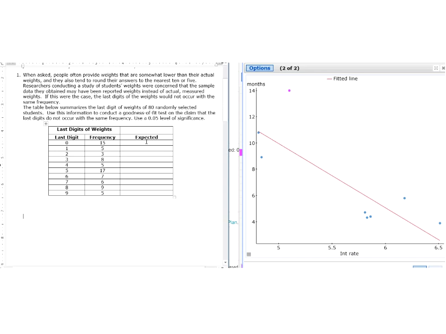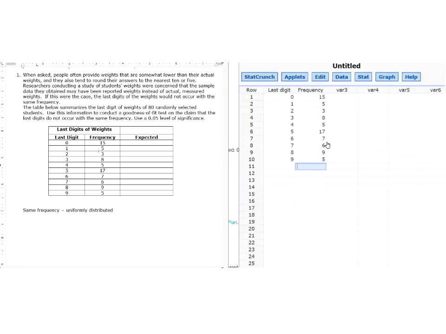Okay, so what we're looking for in this one is whether the last digits occur with the same frequency. Another way they might talk about this is whether they're uniformly distributed. So same frequency is the same as saying uniformly distributed. So what we want to do here is a goodness of fit test, and I already went through and put the data into StatCrunch.